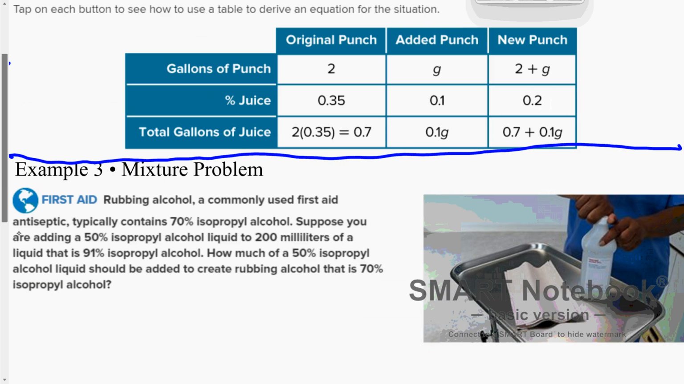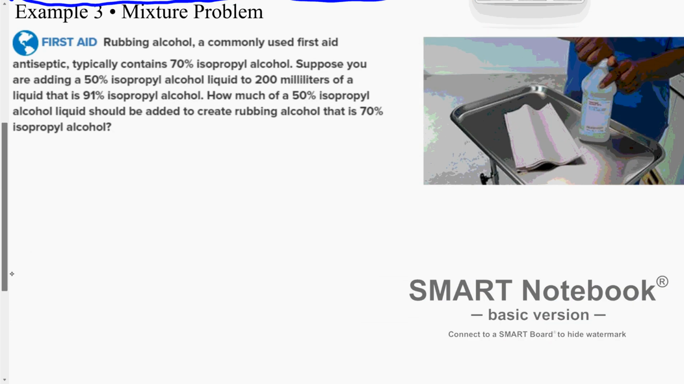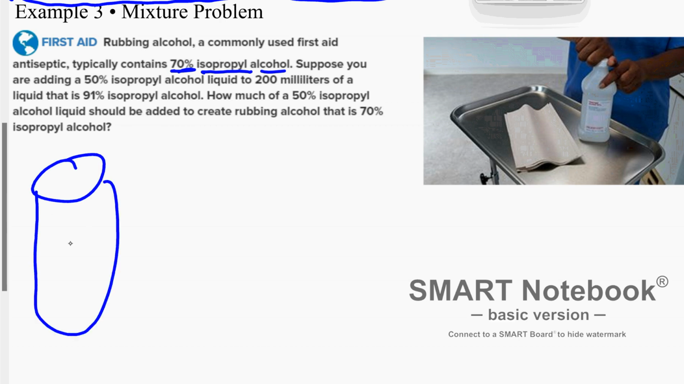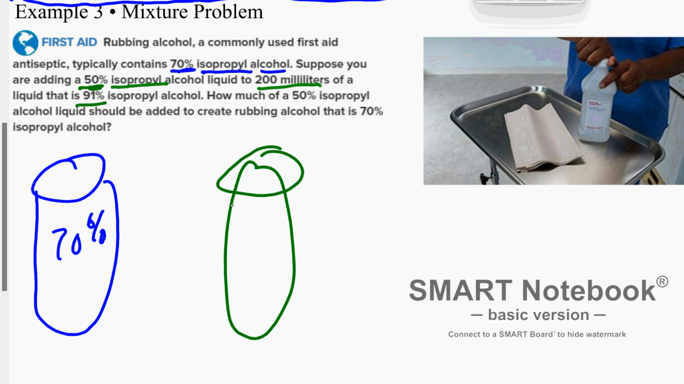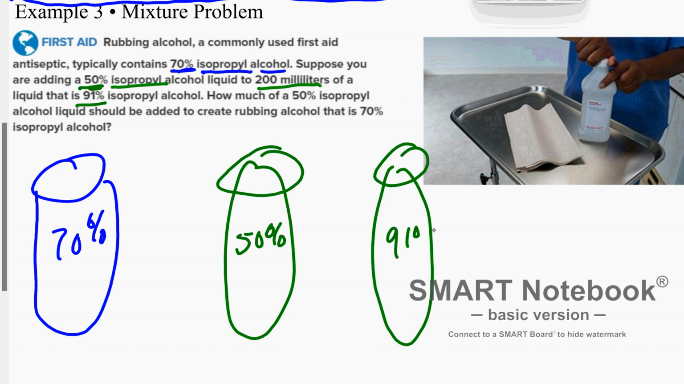All right, so ours is taking rubbing alcohol, which is using isopropanol alcohol, and it's ideally 70%. So we're trying to get this mixture of 70% isopropanol alcohol, right? So say at first we're adding 50% isopropanol alcohol to 200 milliliters at 91%. So we have these two other ones, okay? One is a 50% mixture, and the second is a 91% mixture.